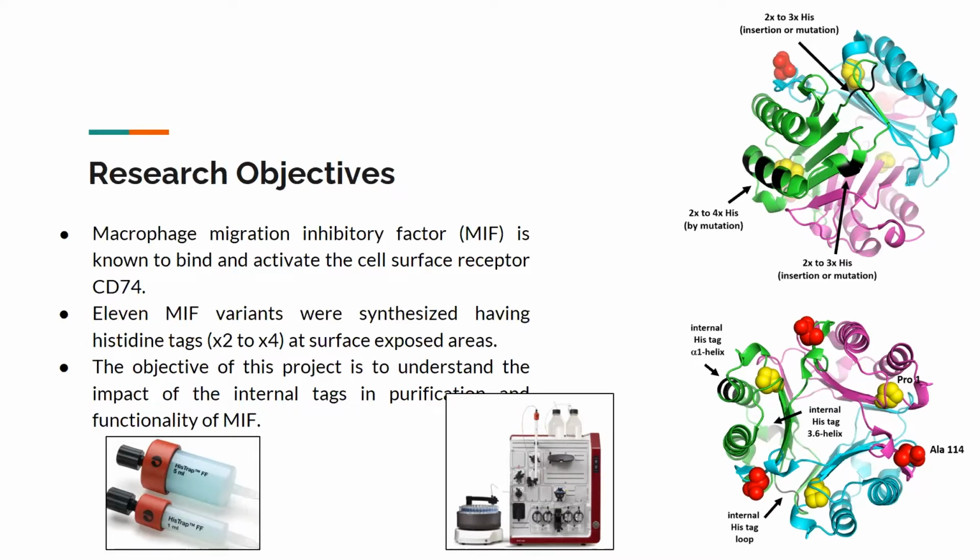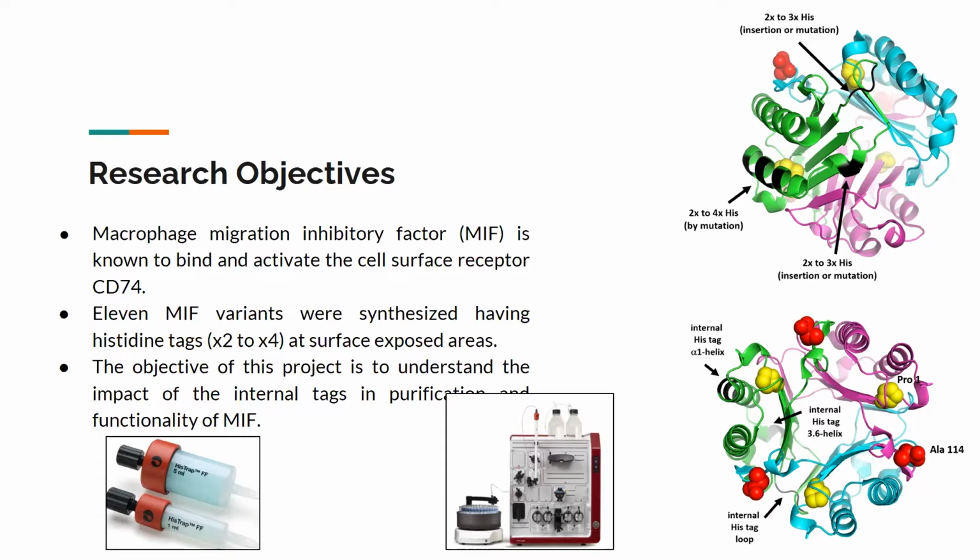And so you can see the pictures on the right side. You can see where the histidine tags were placed. And they were placed in between the N and C terminals of the protein to keep the functionalities of it, but they're on surface exposed parts so that it can be used for purification.